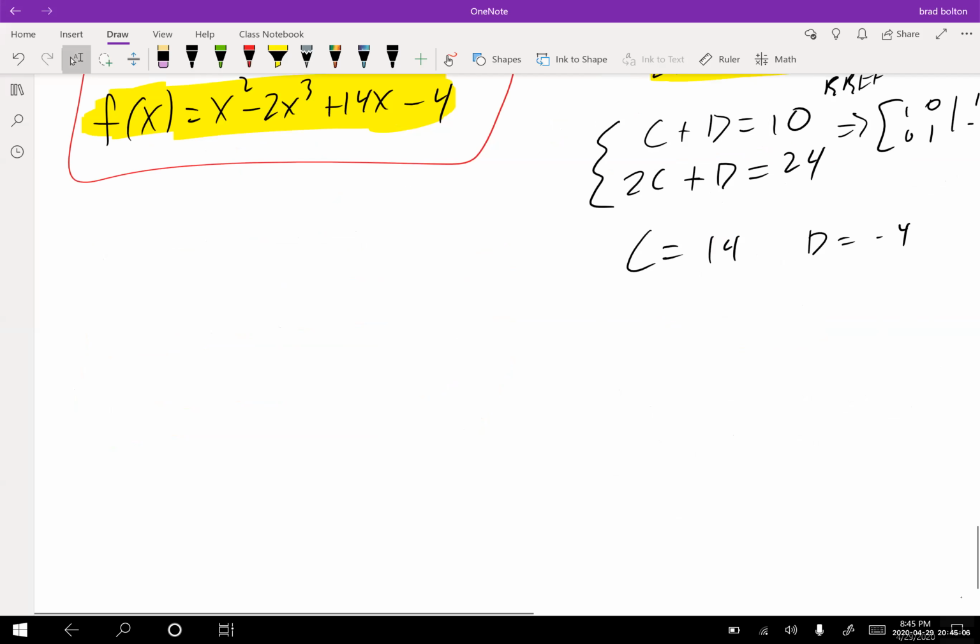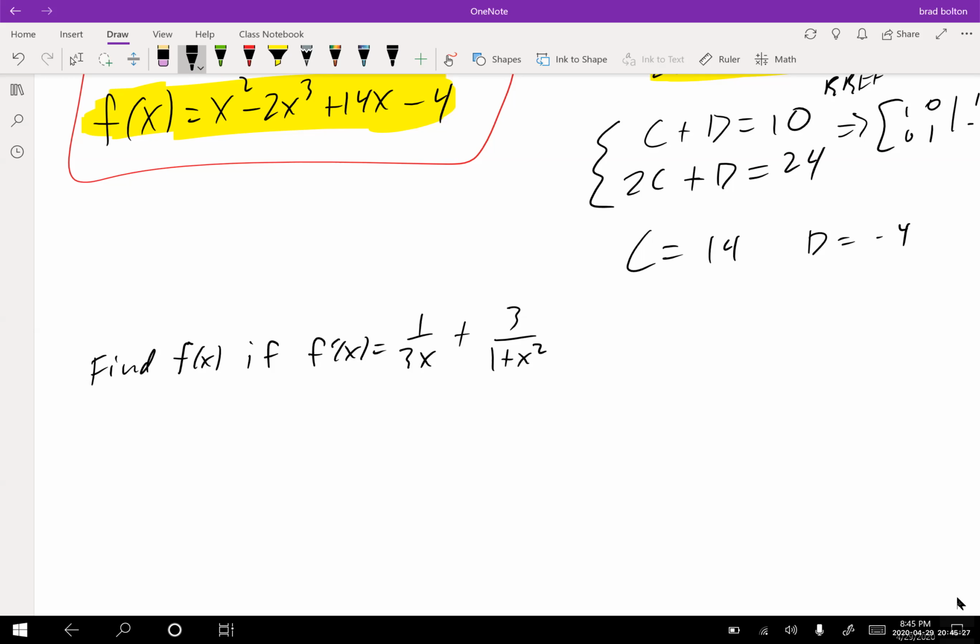Let me just do one more, and then I think I might end the video. So we have, let's do the same thing. Find f of x if f prime of x equals 1 over 3x plus 3 over 1 plus x squared, and f of square root 3 equals 1. Okay, so let's see.